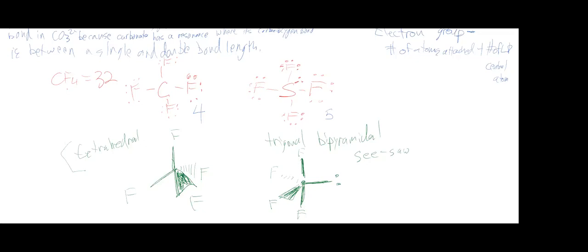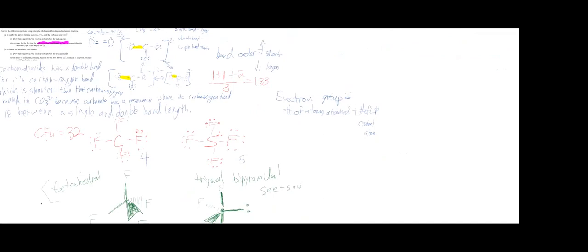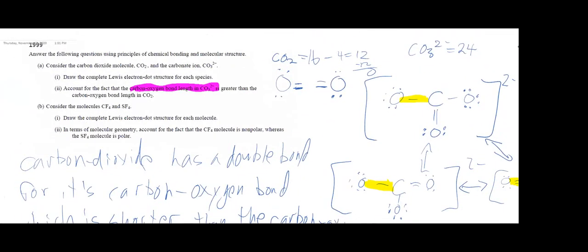Is it because it's balanced? So it is because it's balanced, but how would you express that? Like, how would you explain that in a sentence, right? So actually it's probably going to be a couple of sentences to justify it, but basically it's asking us in terms of molecular geometry, account for the fact that the CF4 molecule is nonpolar, whereas the SF4 molecule is polar.